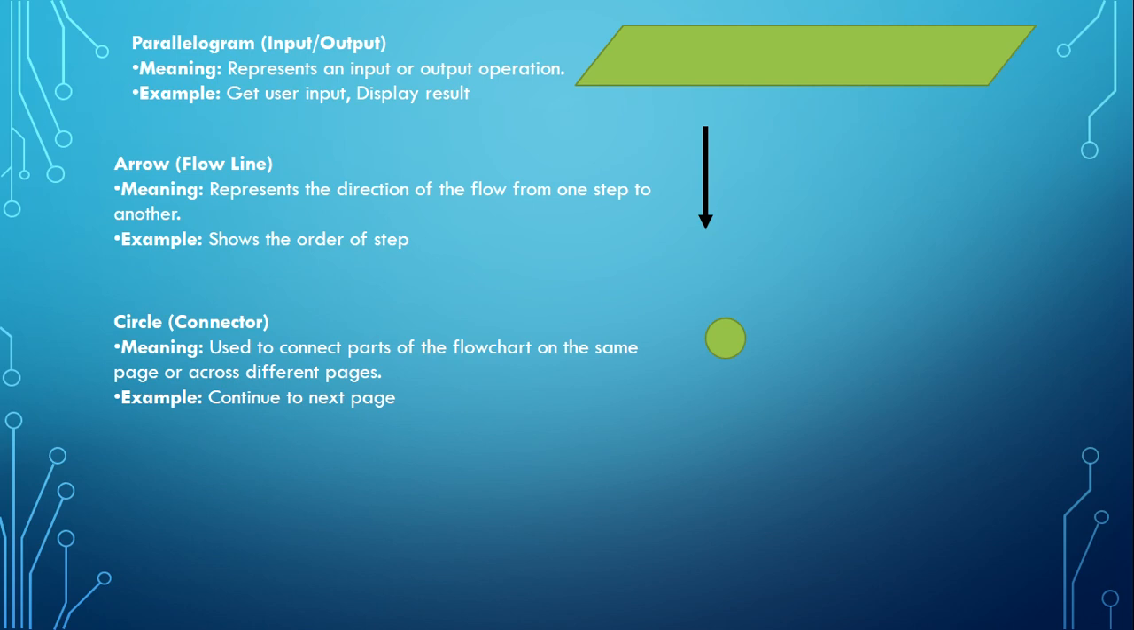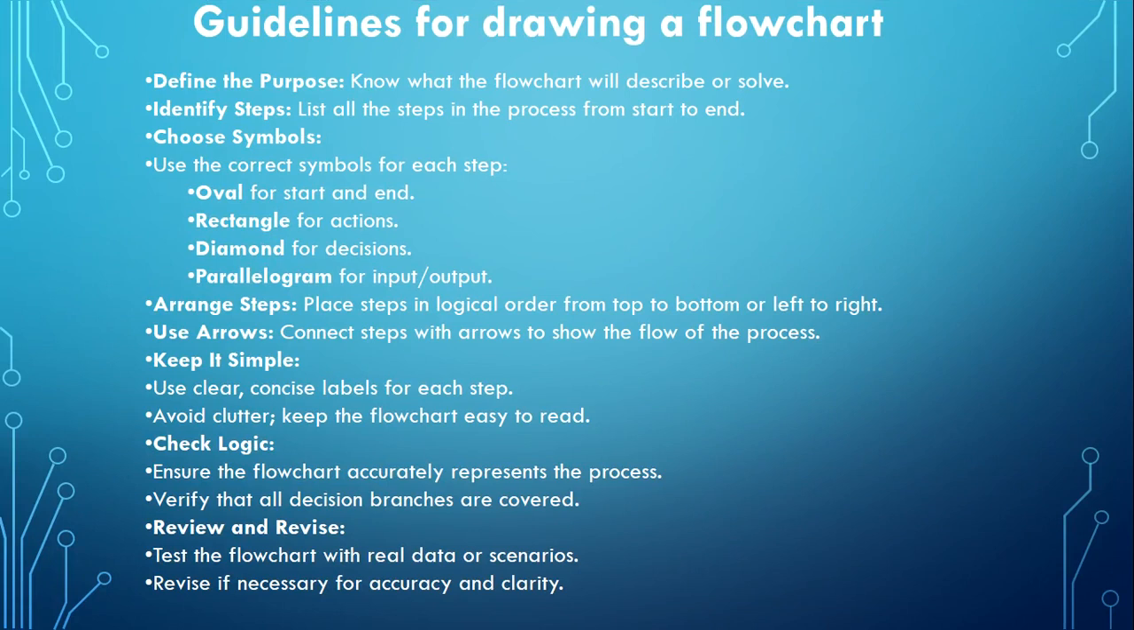Then we have a page connector, or a small circle. This one shows the next page, just like somebody tells you, PTO, please turn over. Now, let's look at the guidelines of drawing a flowchart.